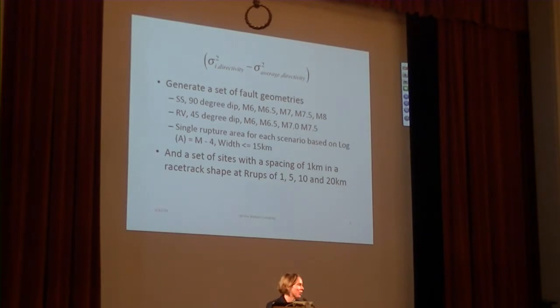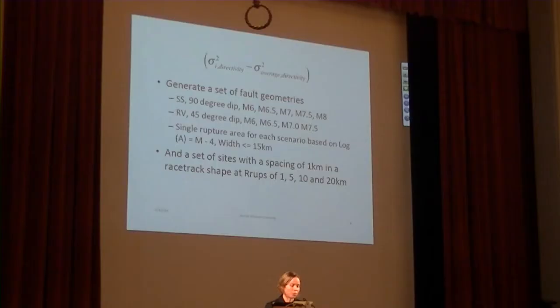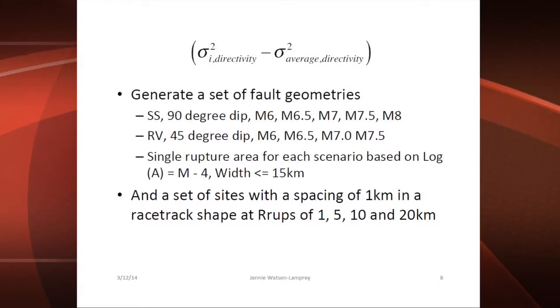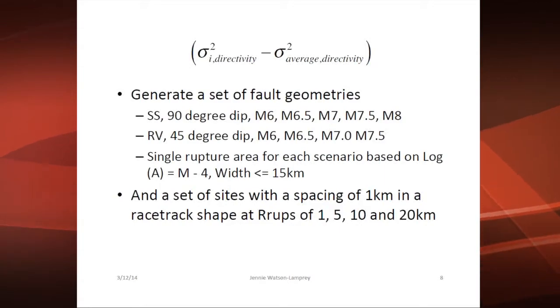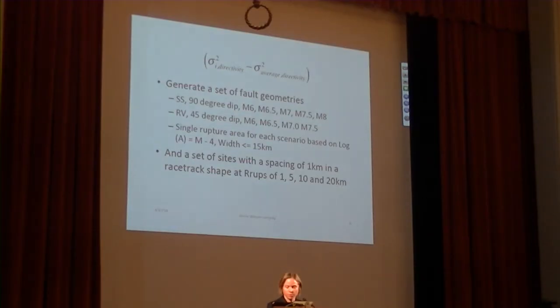So how do we go about calculating such a thing? This isn't something that's been generated before that comes out of the regressions. We have to do some forward modeling to do it. So what I did was generate a set of fault geometries, both for strike-slip and reverse faults, for the strike-slip between magnitude 6 and 8, and for the reverse between magnitude 6 and 7.5. Then for each of those ruptures, I chose a set of sites with 1 kilometer spacing in racetracks around the ruptures at rupture distances of 1, 5, 10, and 20 kilometers.